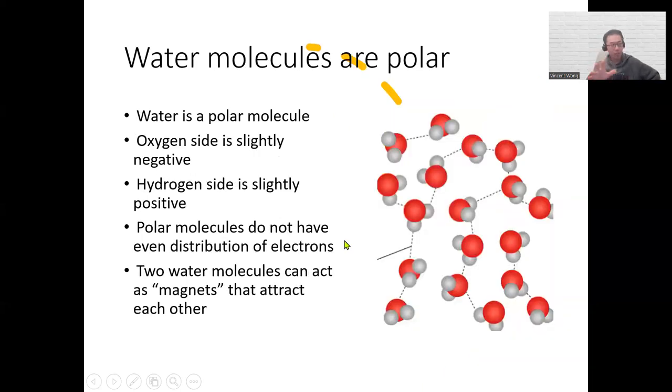All right, so let's focus on the water molecule for a moment. The water molecule is special because it is considered a polar molecule. In this diagram, the red circle is the oxygen and the white circles are the hydrogen. Water, you should know by now, is H2O: two parts hydrogen, one part oxygen. And they are sharing their electrons.